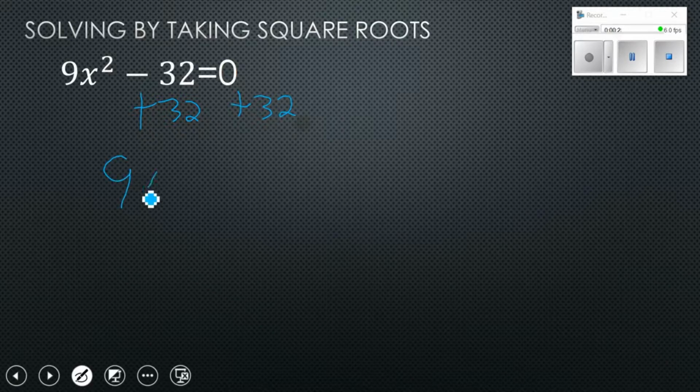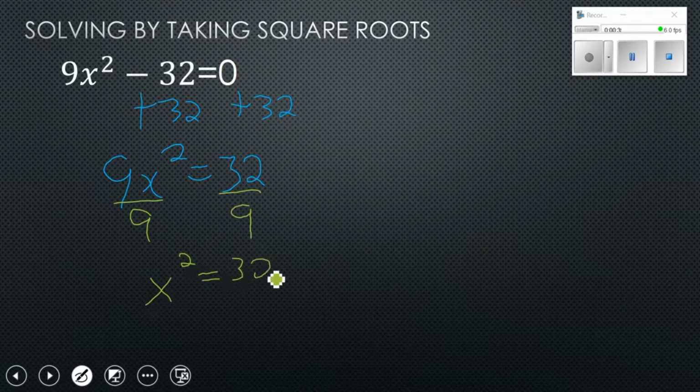And we're going to get 9x squared equals 32. This stage we want to divide by 9. Again, we're trying to get x squared isolated. So we have x squared equals 32 over 9. Okay, at this stage, what we want to do is take the square root of both sides to get rid of the squared with the x. So we're going to square root the left and square root the right.